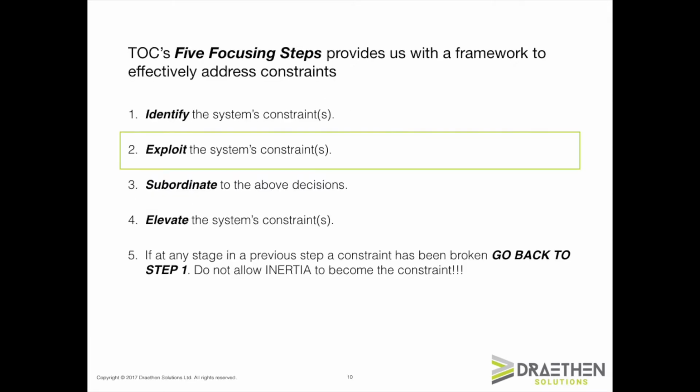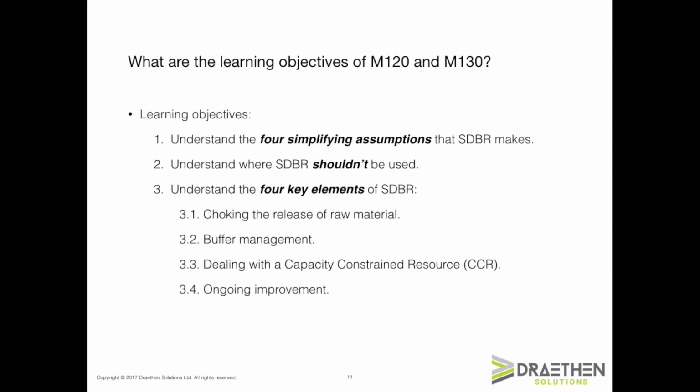I'm going to take you through the five focusing steps of the theory of constraints and how we use that as a framework to guide our improvement. And in particular, I'm going to show you 12 different ways that you can improve throughput at the capacity constrained resource. And at the end of all that, you should have achieved these learning objectives.